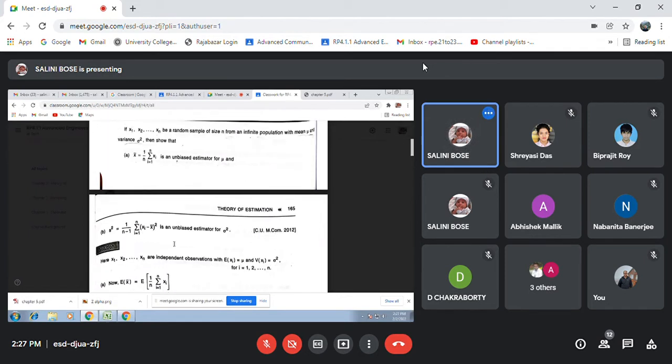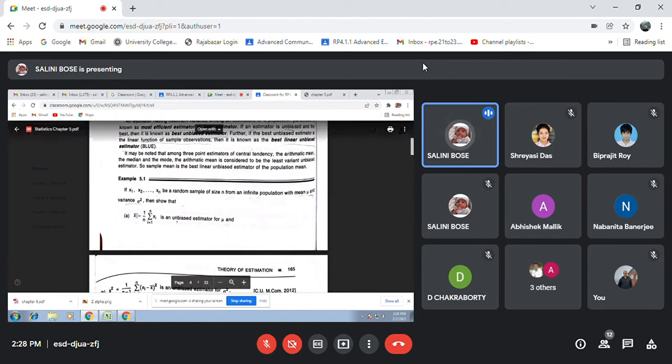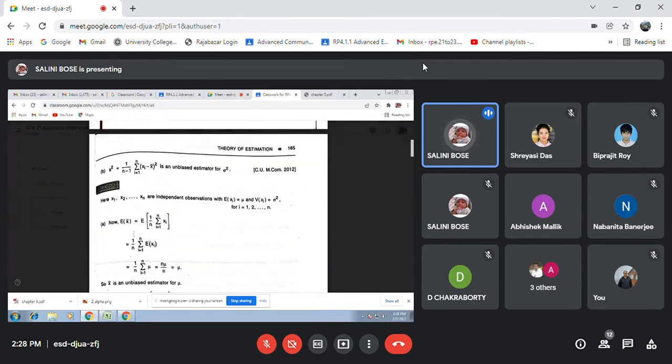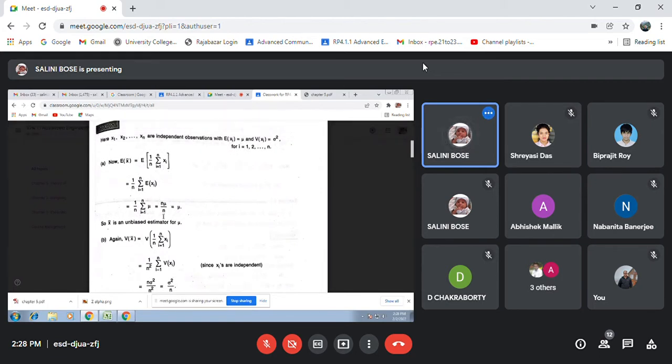Like the formula E of t equal to theta, where theta is the population parameter and t is the sample statistic. Here the sample statistic is x bar and the population parameter is mu. In terms of the average, this is t and this is theta. So our formula E of t equal to theta also holds: E of x bar equal to mu. So we can say x bar is an unbiased estimator of mu. Is it clear?